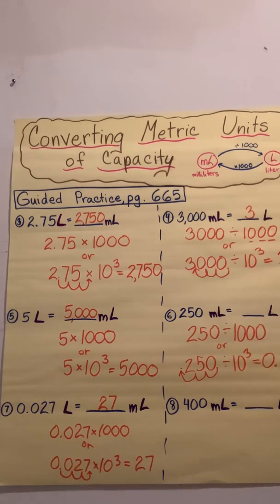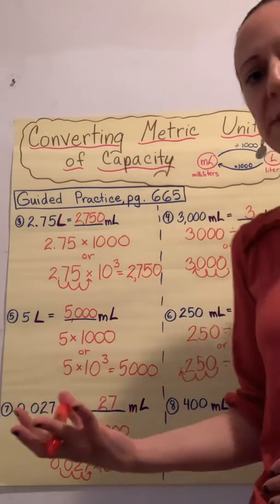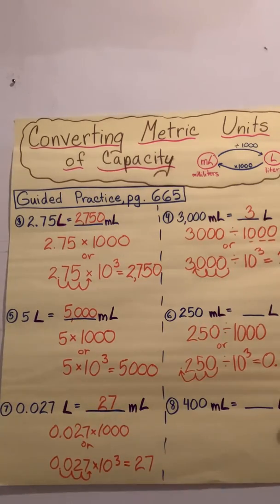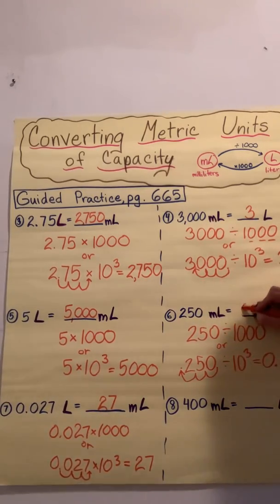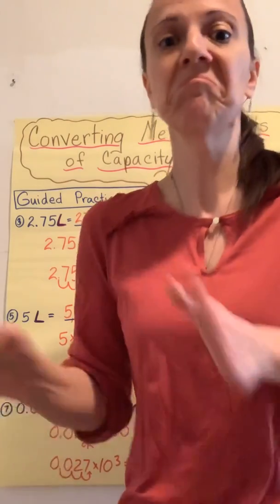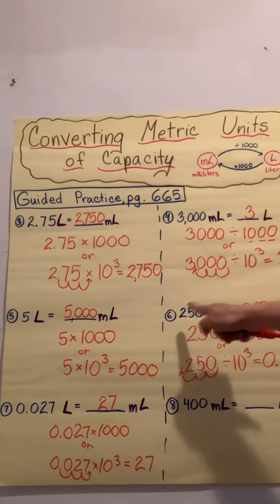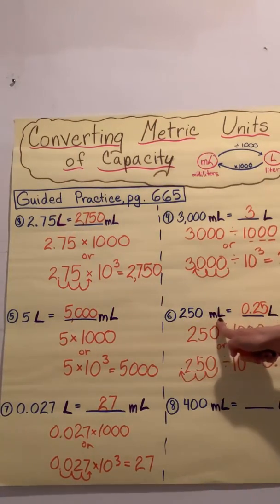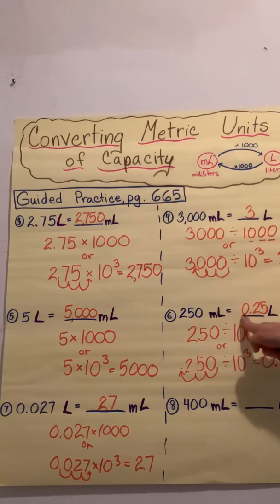0.25. Well, I have this 0 at the end. I don't really need it anymore because it's at the end after the whole decimal number. There's no other digits behind it. So I really could just call this 0.25. If you want to leave the 0 there on the end, that's fine, but I like to make it shorter and easier. So 250 milliliters is equivalent to 0.25 liters.